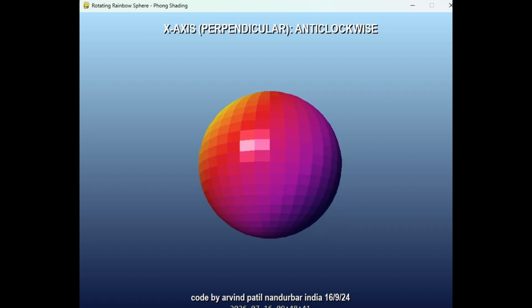In short, 2 perpendicular axes for 4 stages of clockwise and anticlockwise spinning, rainbow colors, and Phong shading for shine.